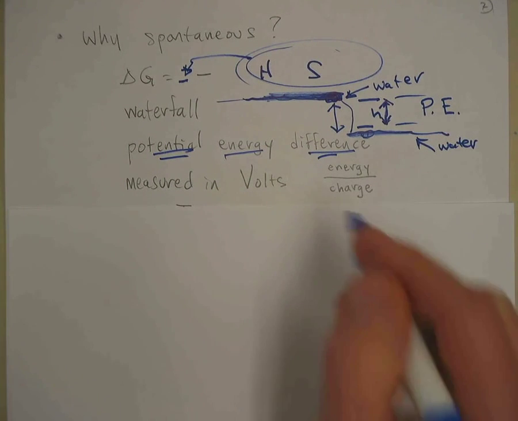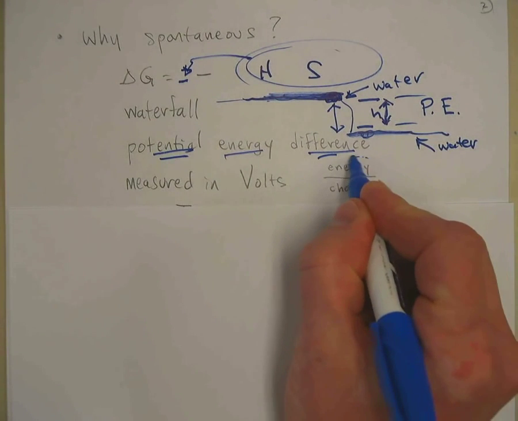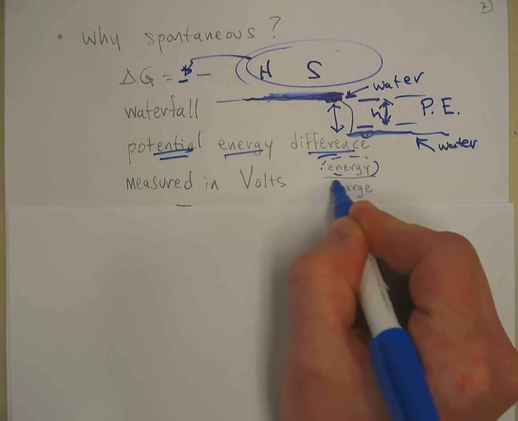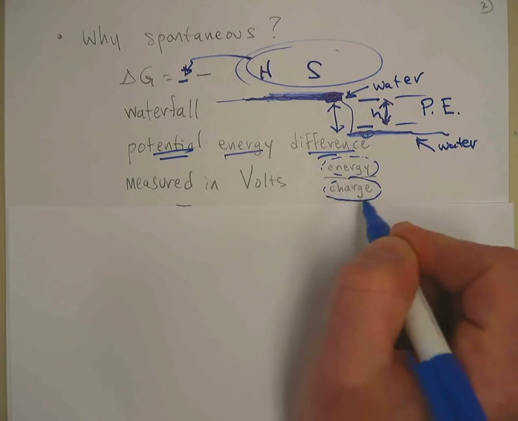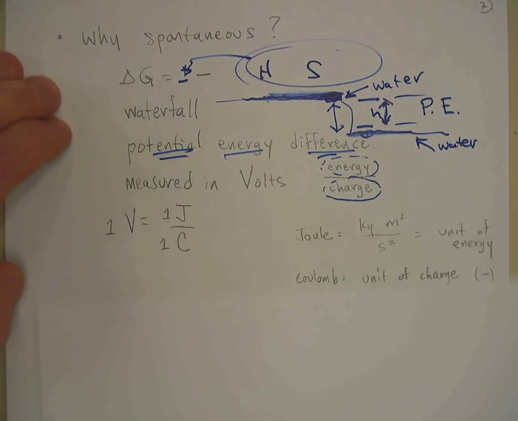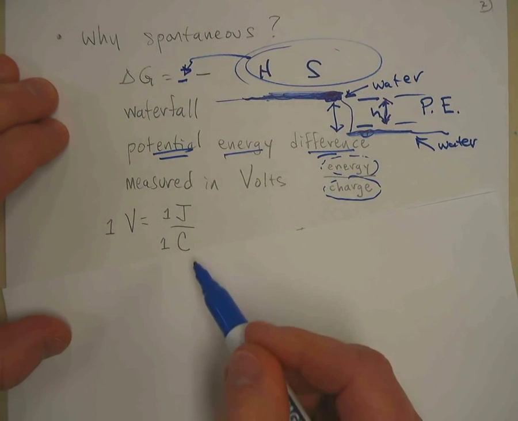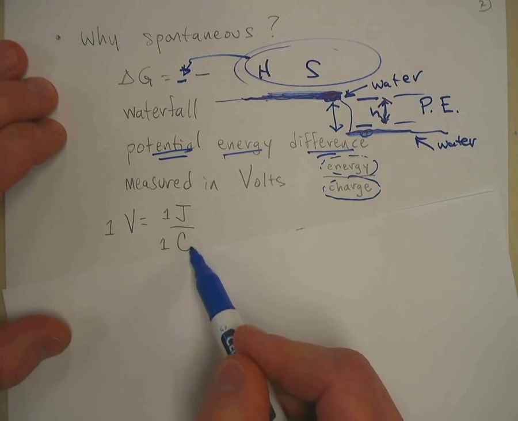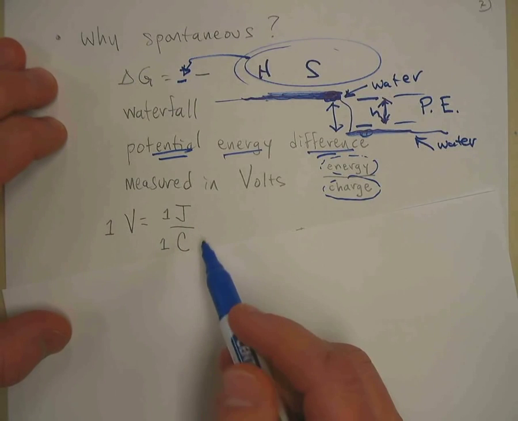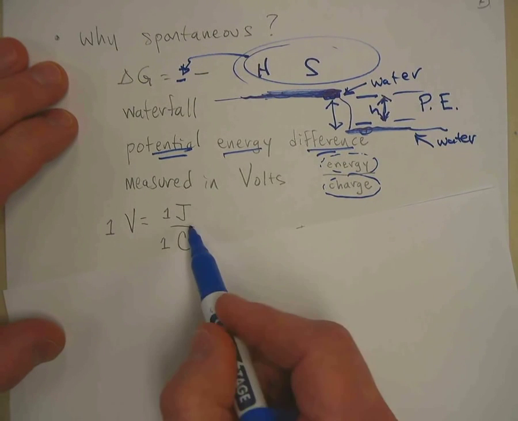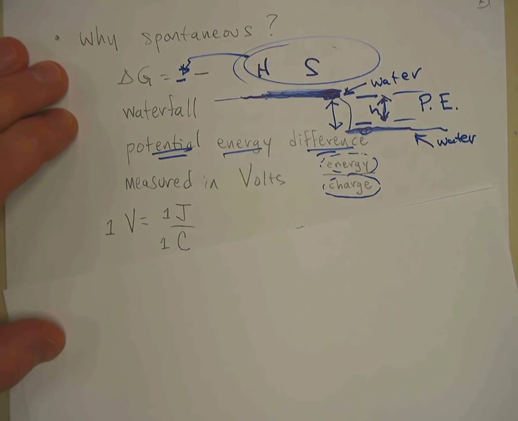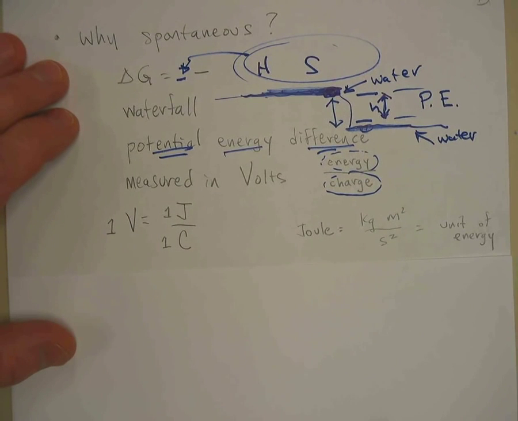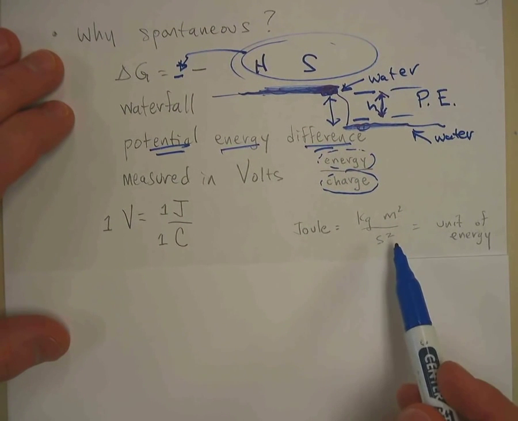Volts are an amount of energy per unit charge. And a volt is defined as a joule per coulomb. 1 joule per 1 coulomb. And remember, when the word per is used in mathematics or in chemistry, we always mean divided by. Joule per coulomb. What is a joule? Well, a joule, if you remember, is a kilogram meter squared per second squared.